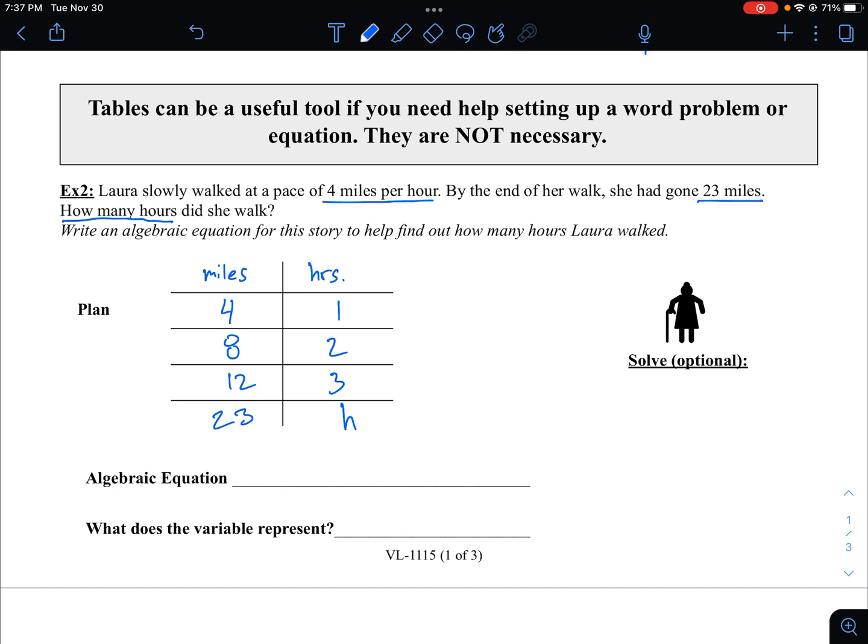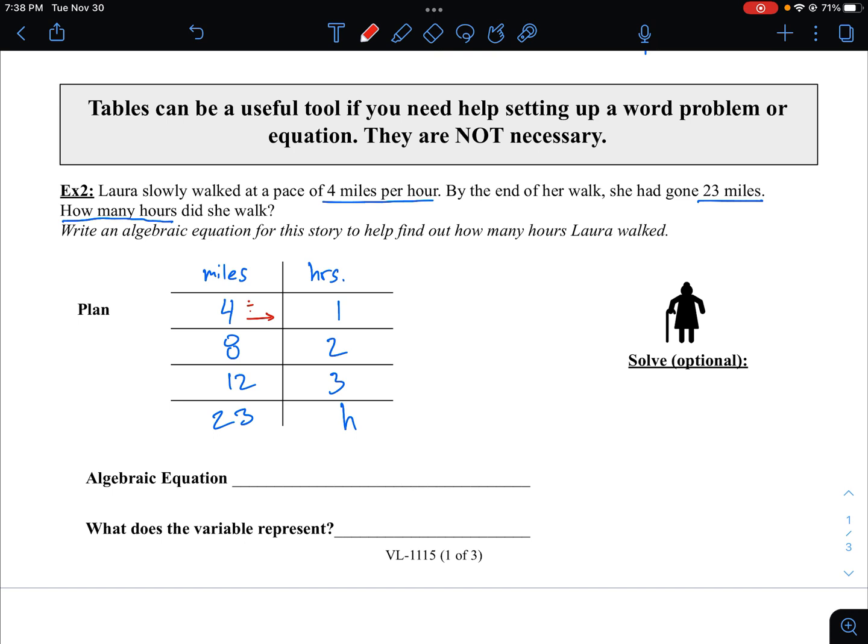So now I'm going to ask myself, how do I get from 4 to 1, or 8 to 2, or 12 to 3, or 23 to h? Or I could go backwards. How do I get from 1 to 4, 2 to 8, 3 to 12? Let's go this way first. 4 to 1 and 8 to 2. Am I going to say, oh, you subtract 3 each time, right? Does 8 minus 3 equal 2? No, it doesn't. So subtracting 3 does not work.